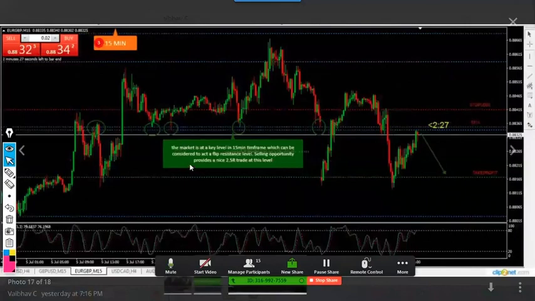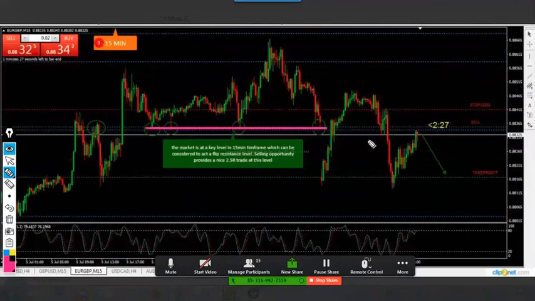On the 15 minute, the market is at a key level which can be considered as a flip level. You're saying no, not really. The levels are not really clear. Even though the level you marked is correct, afterwards we don't expect this kind of momentum on that layer. So for me, I don't see any kind of momentum really happening or any possible trade setups to go ahead.